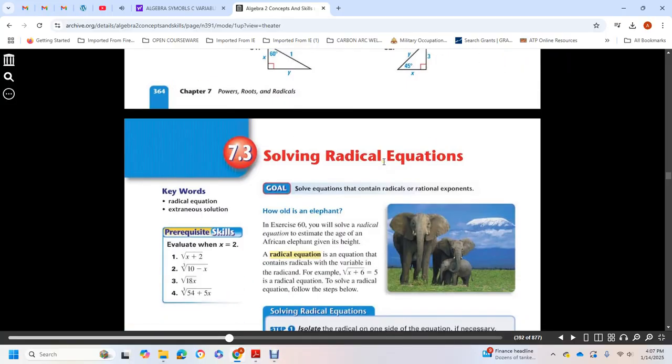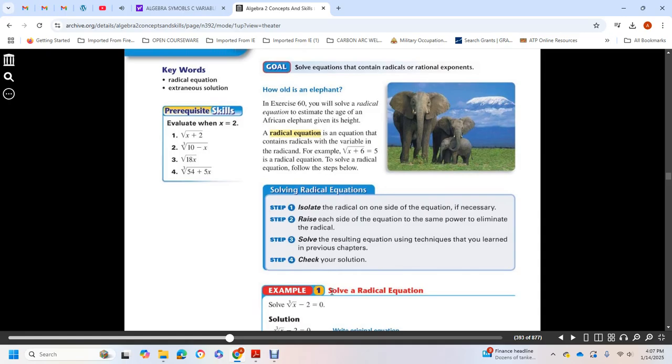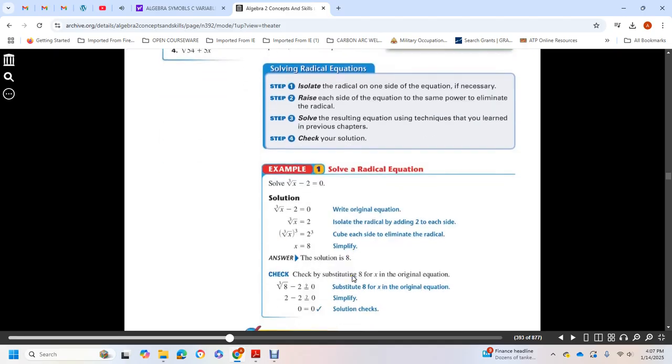Alright, 7.3, radical equations. A radical equation is an equation that contains a variable in a radicand. For example, the square root of x plus 5 equals 5 is a radical equation. Solve a radical equation by following the steps below. Step 1, isolate the radical on one side of the equation if necessary. Step 2, raise each side of the equation to the same power to eliminate the radical. Step 3, solve the resulting equation using techniques learned in previous chapters. Step 4, check the solution.